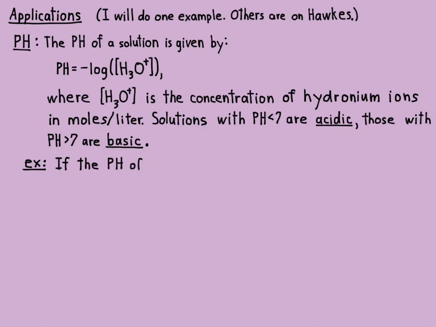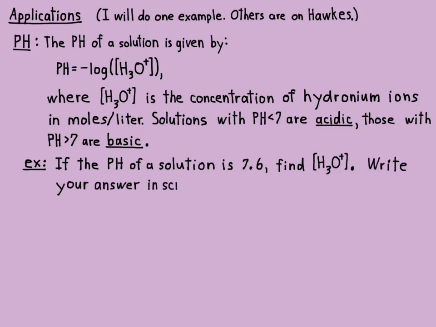So, for example, the pH of a solution is 7.6. Find the concentration of the hydronium atoms. Write your answer in scientific notation with two significant digits. I'll show you what the significant digits means when we get to that.